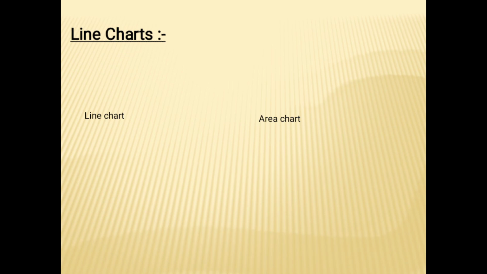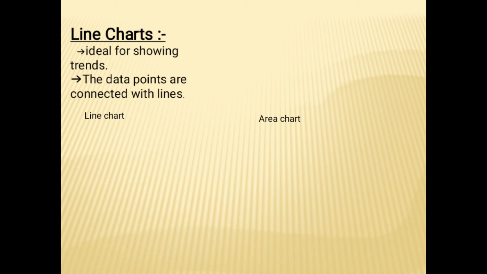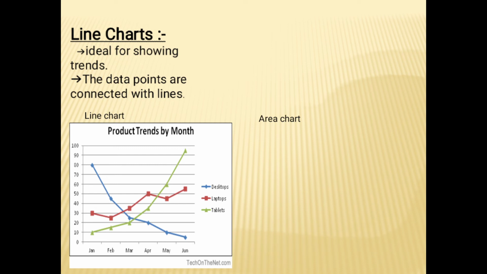Next one, line chart. Line charts are ideal for showing trends. The data points in a line chart are connected with lines, making it easy to see whether values are increasing or decreasing over time. This is your line chart. Here also you have an x-axis and a y-axis, categories on the x-axis and values on the y-axis. The data points are connected with lines.